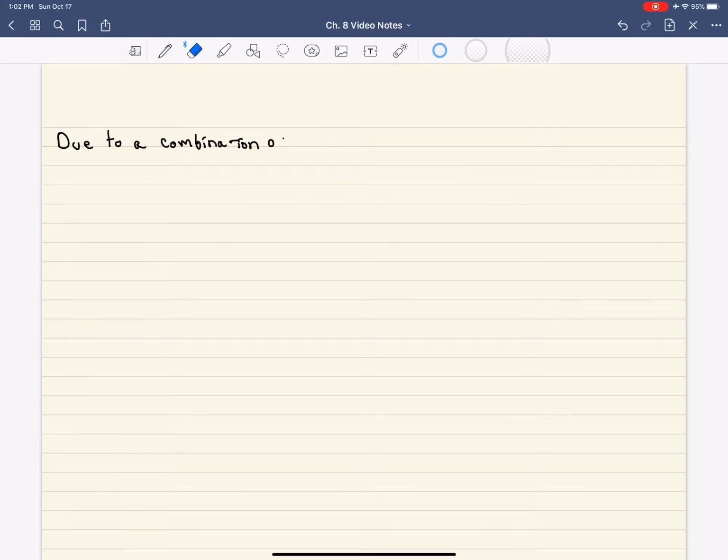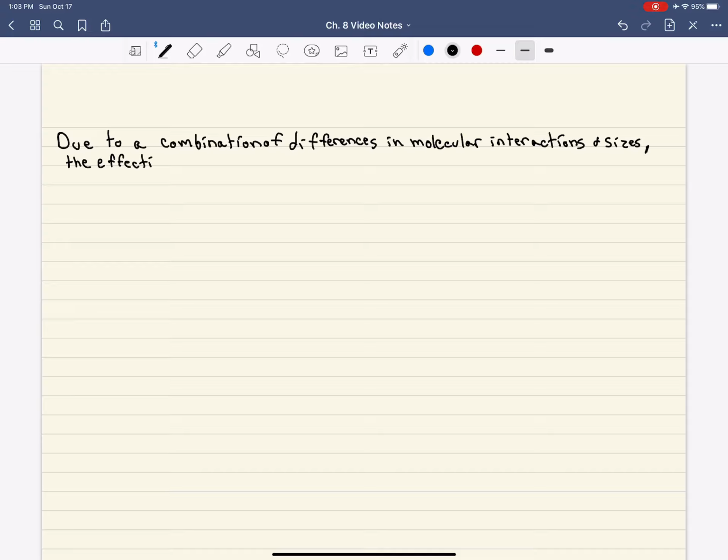let me rewrite that, it came out terrible. Combination of differences in molecular interactions and sizes, whenever we add a drop of water to methanol, the effective volume of water added to methanol is smaller, or is less than, the volume of the pure water drop. Okay.